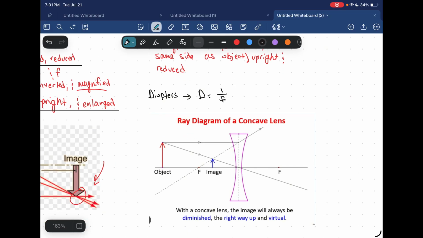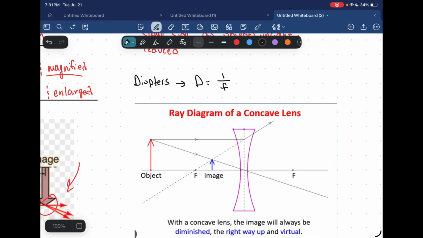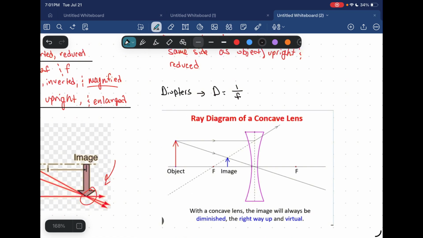And we can see what that means from this ray diagram. As you can see, the image formed is on the same side where no light actually converges, so it's going to be a virtual image. And you can see that it's upright with respect to its orientation in regards to the object, and that it is significantly smaller. So that's how we get virtual, upright, and reduced.